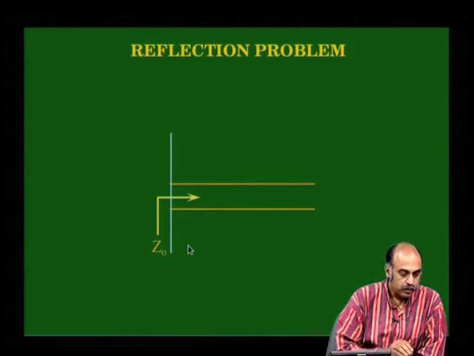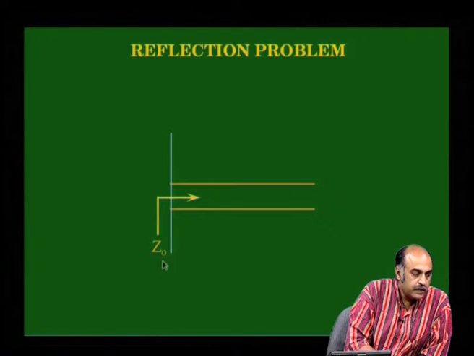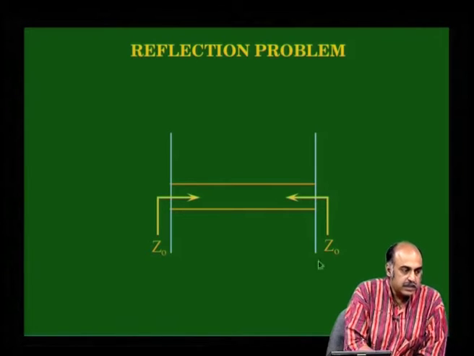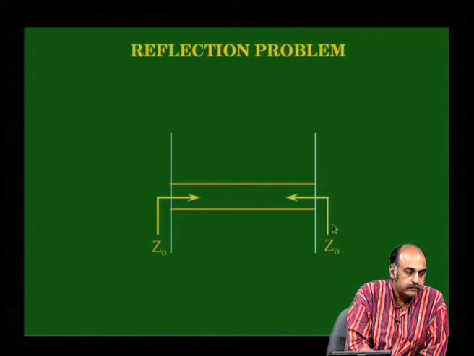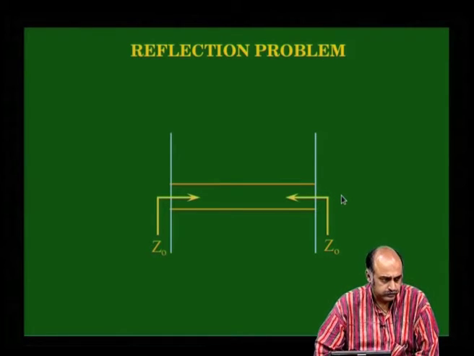Now, getting back to the slide. Seen from the source end, we see a wave impedance Z0, and seen from the load end, we also see a wave impedance, which is again another Z0.